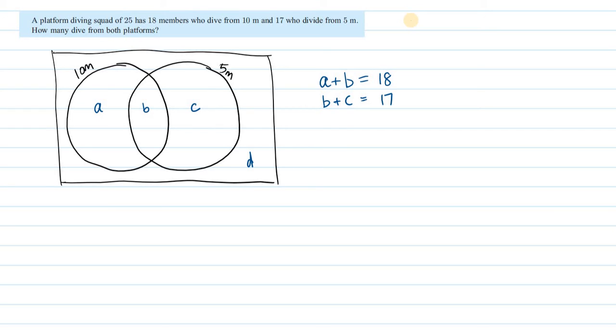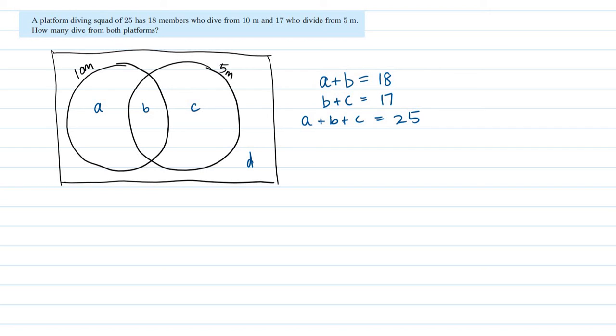We also happen to know that all of them together is supposed to equal 25. The reason I know that A plus B plus C equals 25 is because on this platform diving squad of 25 people, everybody's going to be diving. You wouldn't be on the squad if you weren't a diver. So technically, D we know is going to be equal to 0.